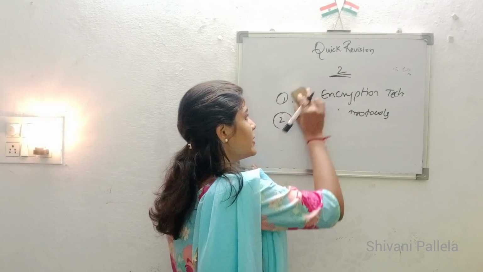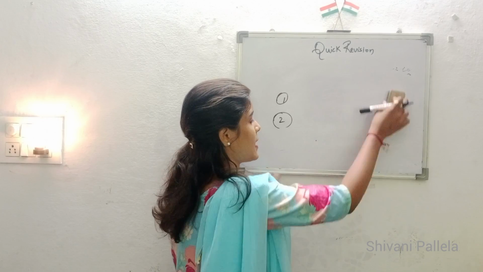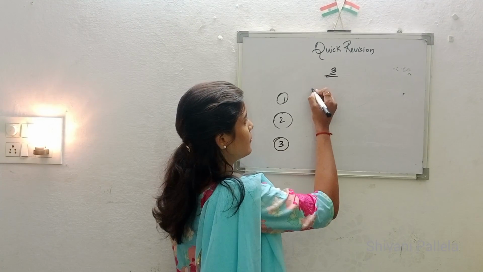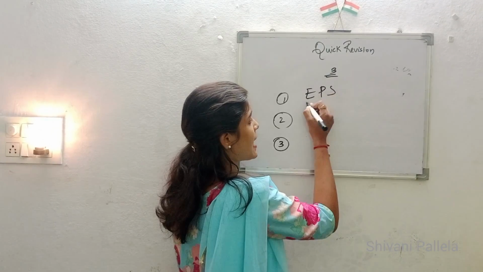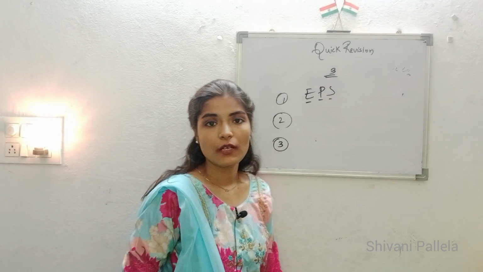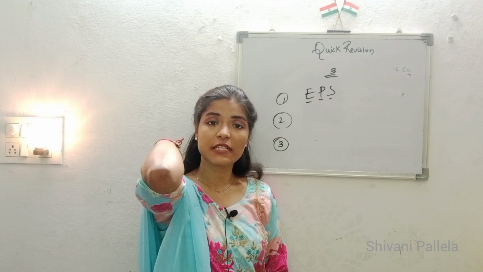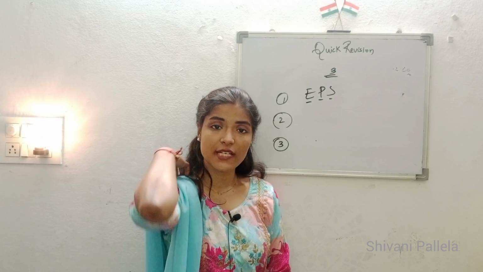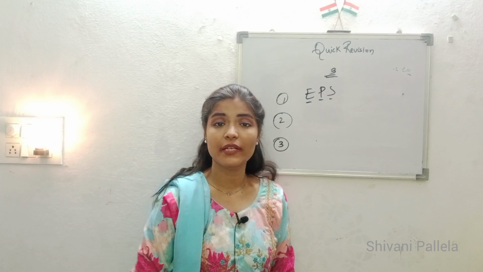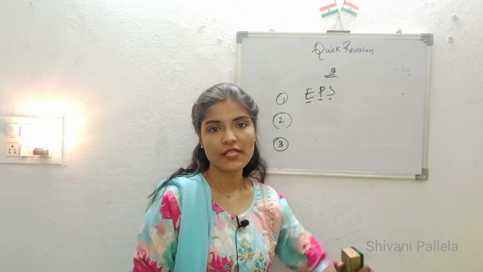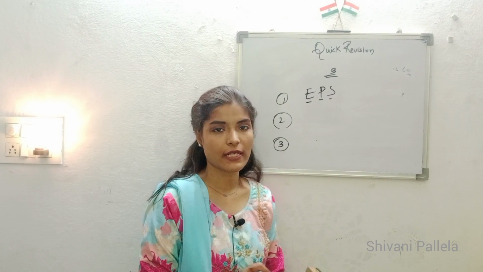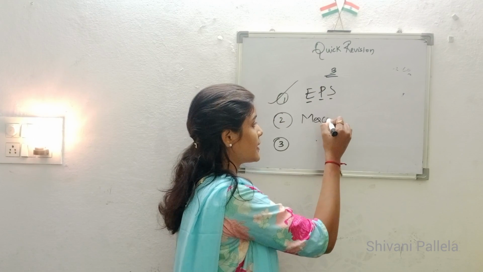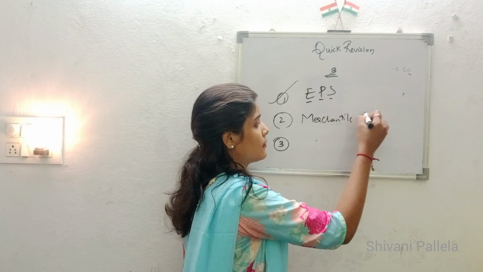Now from unit number 3, what are the important questions we are having? EPS, that is electronic payment system. What are the different types of electronic payment systems we are having? NEFT, RTGS, debit card, credit card. Try to explain about that. This is an important question. And the next one is the mercantile process model.